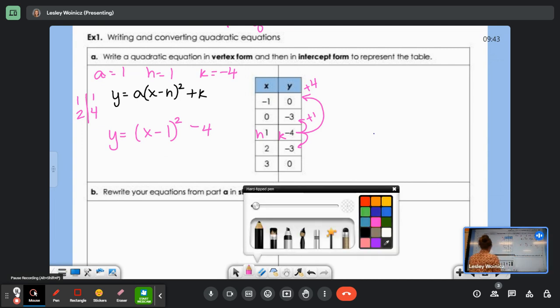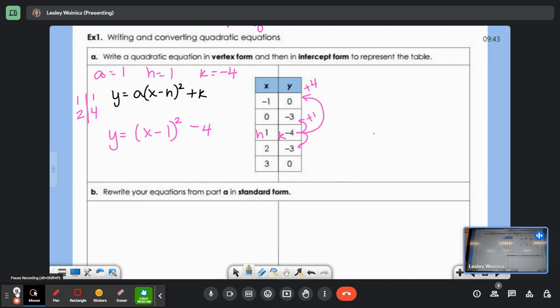All right, now we're going to do intercept form. So, what 3 things do we need for intercept form? A, P and Q, good. My A is still 1. That's the easy one now. Went from being the hard one to the easy one. What are the P and the Q? And how can I tell? Would be negative 1, -3. Wait, no, 2 and -3, right?